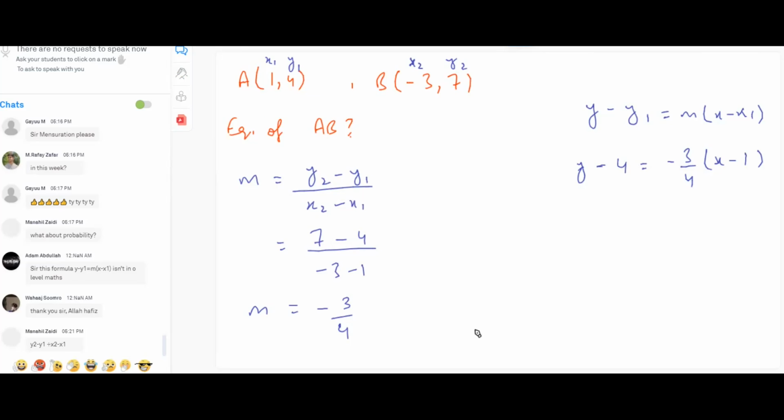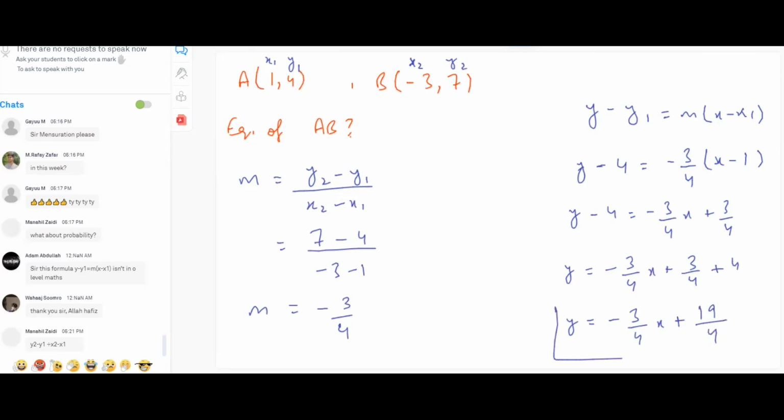That gives me my equation, right? इसको सिंप्लीफाई करना है and that's it. So I get y minus 4 equal to -3/4 times x plus 3/4, and then it becomes y equals -3/4 x plus 3/4 plus 4. You take the LCM there and you get y equals -3/4 x plus, ये आपके पास आ जाएगा 19/4, and that is the equation of this line.